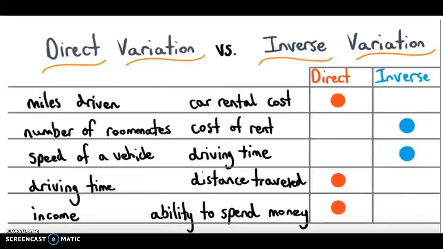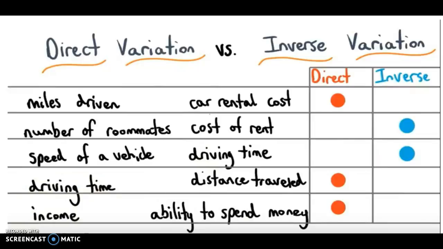Today we're going to begin Chapter 7, and the main purpose of Chapter 7 is going to be talking about inverse variation. Now you've already learned about direct variation, and now we're going to talk about inverse variation. Before we begin, let's give a few real-life examples.